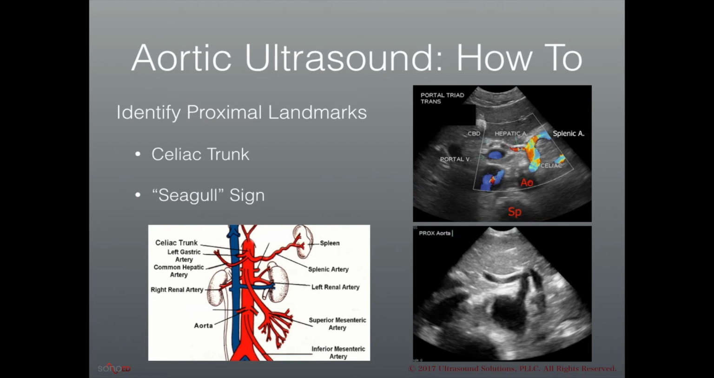Look closely at these images and make sure you can identify all of the landmarks. I'm going to label the bottom image to make sure that you're seeing everything accurately. First, we see the spine shadow. Just anterior to that, we see the aorta. And then coming off of that, we have the celiac artery.